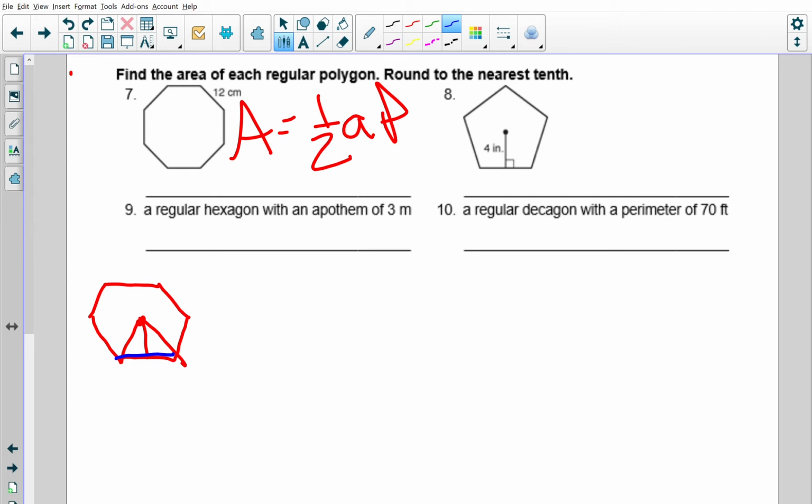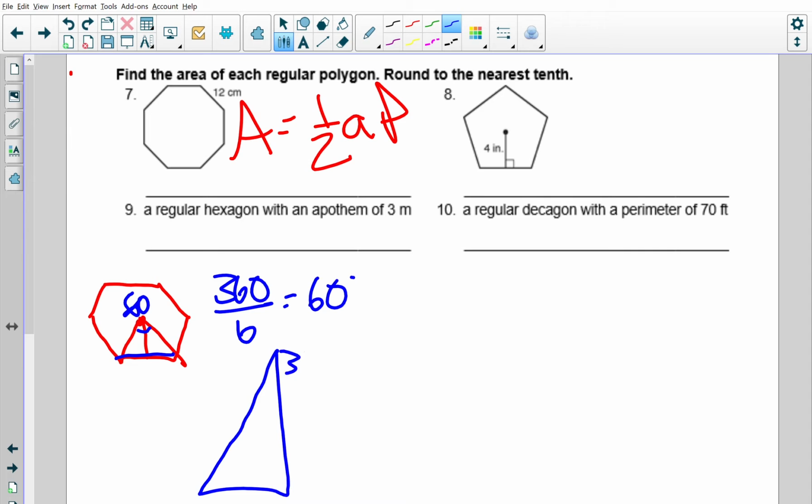Well, we're going to do that the exact same way. We know 360 divided by 6 is 60. So this is 60 degrees, the central angle. That means we have a triangle that looks like this. That's got to be 30. That's 90, which means this has to be 60. Oh, 30, 60, 90 triangle with an apothem of 3.